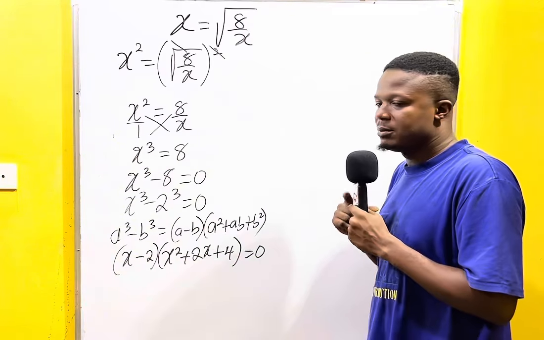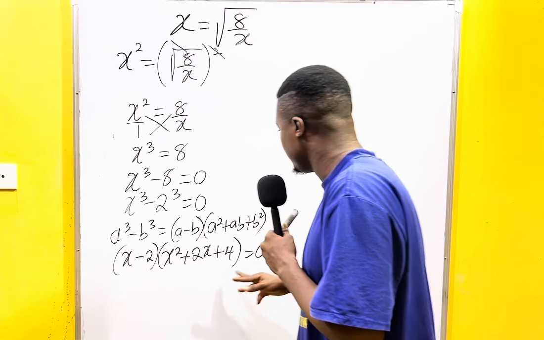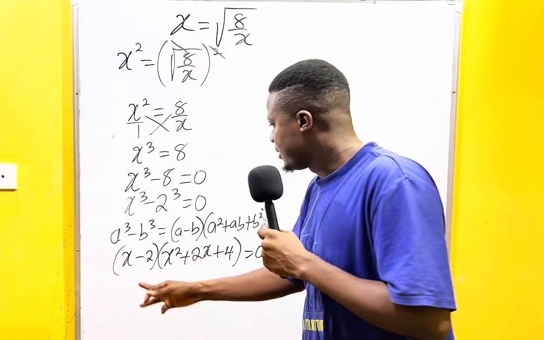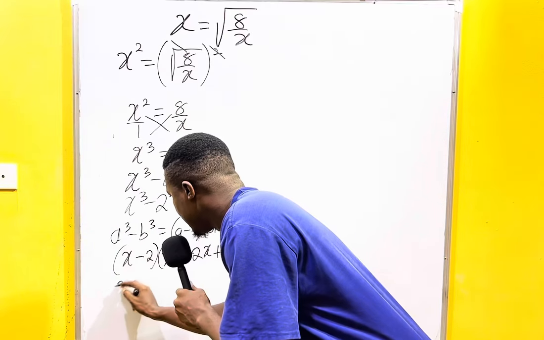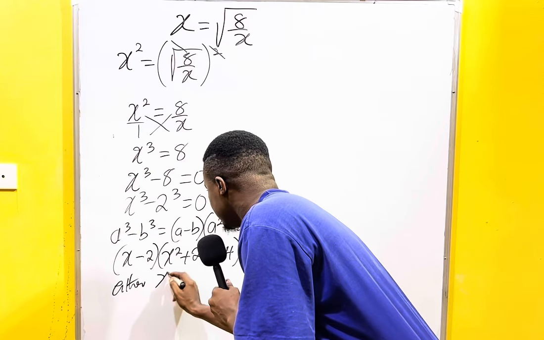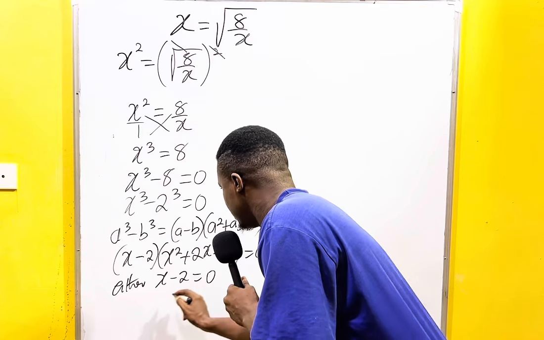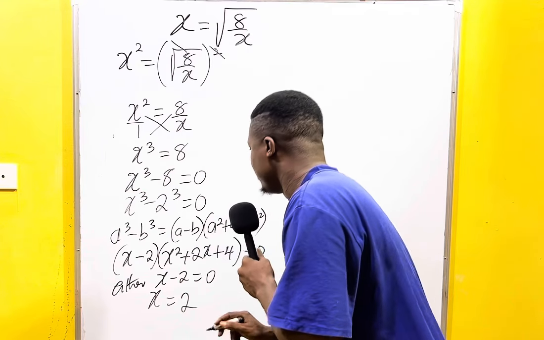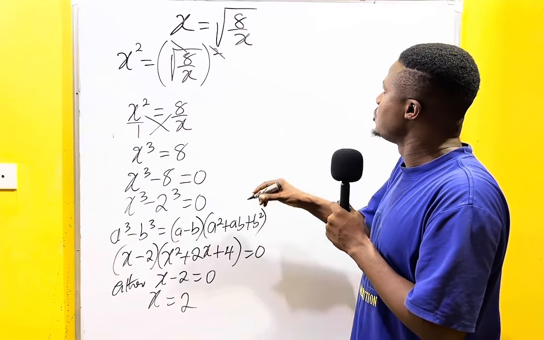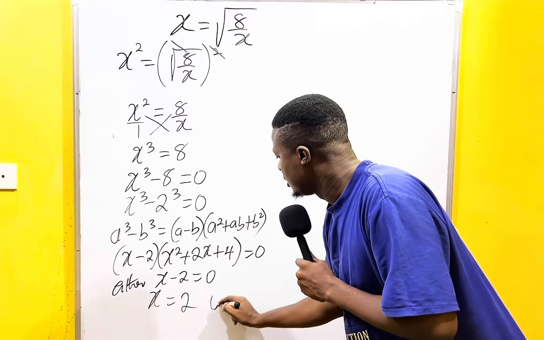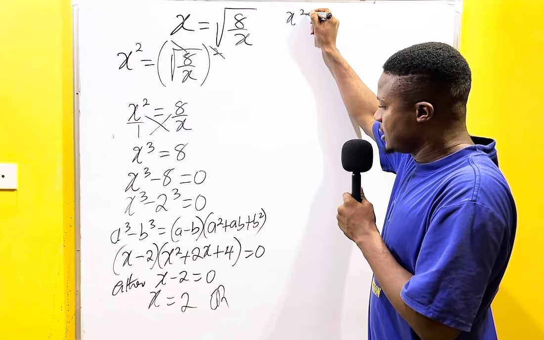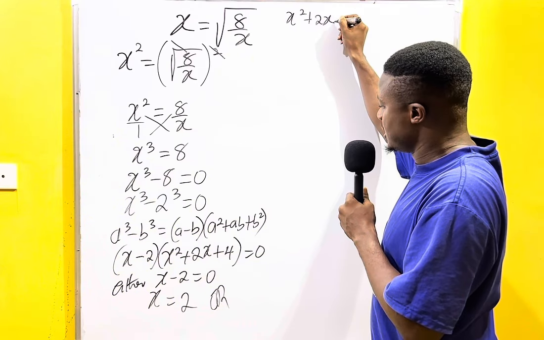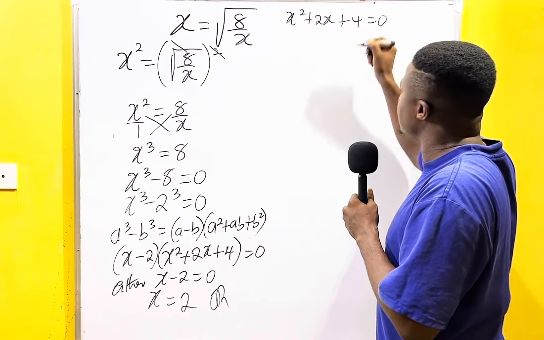Now, when two terms are multiplying each other to give you 0, you suspect that either the first one is 0 or the second one is 0, or even both of them are 0. So either x minus 2 is equal to 0, so x is equal to 2. We've succeeded to get that x is 2, right? Or the second one, which is x squared plus 2x plus 4 equal to 0.